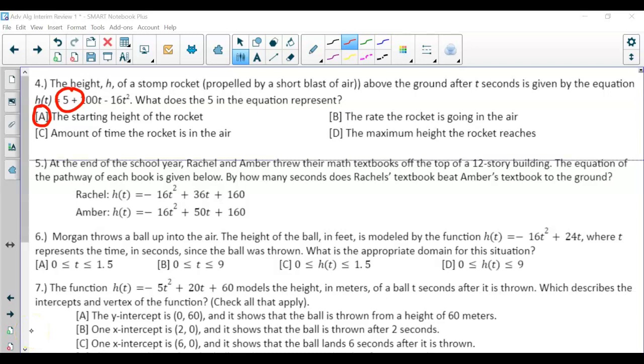And so in the next one, we're actually comparing two situations. So you need to make sure to graph both of them. But in the end, what is the question? The question is asking by how many seconds does Rachel's textbook beat Amber's textbook to the ground?